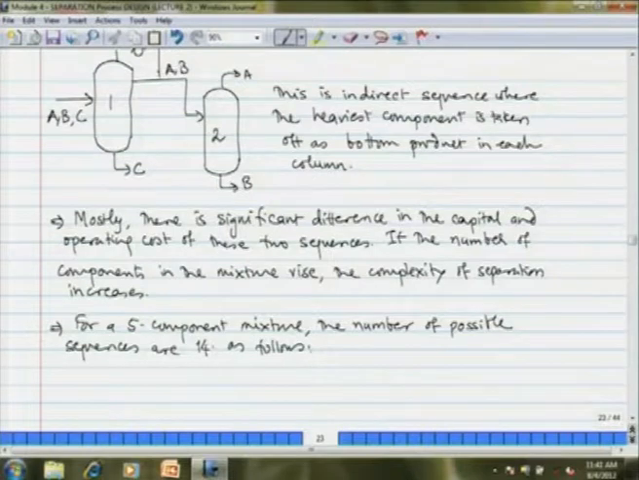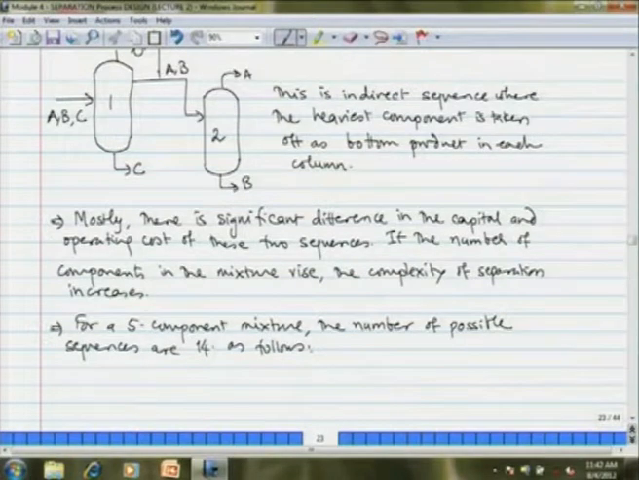Although these sequences look similar, they are not the same, and there will be a significant difference in the capital and operating cost of these 2 sequences. As the number of components in the mixture rises, the complexity of separation increases. So, for a ternary mixture, we had 2 possible sequences. As the number of components increases, we have more and more possible sequences.